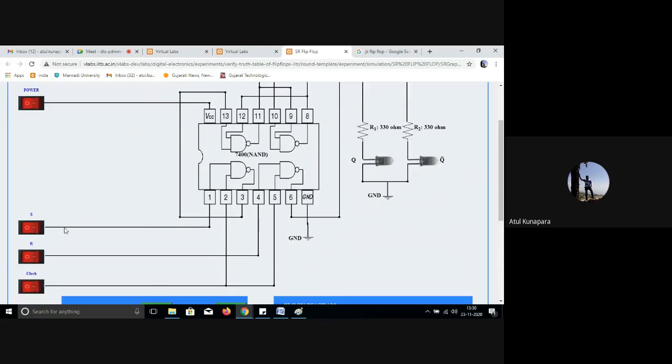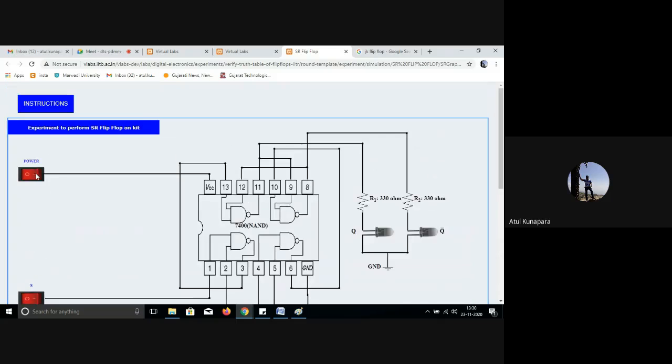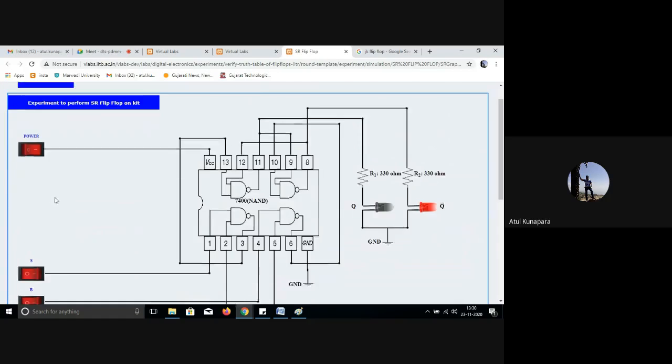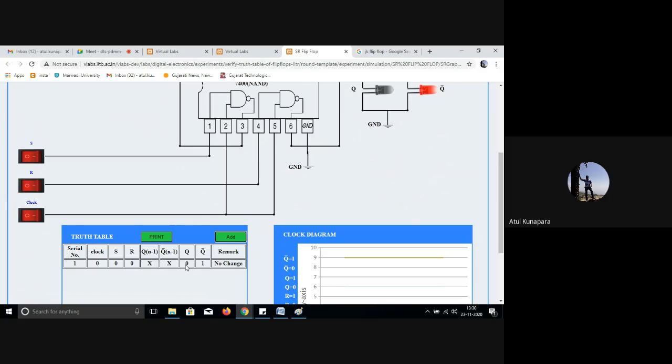There are three inputs, the S and R inputs and the clock input, and you have to switch on the power signal first, and then check the conditions. If your R and S both are 0 0, then what is the condition? You can see this, right? Your output will have no change. But if you make S equal to 1 and just edit, you can see that you must apply the clock pulse. If you have not applied the clock pulse, there is no change.